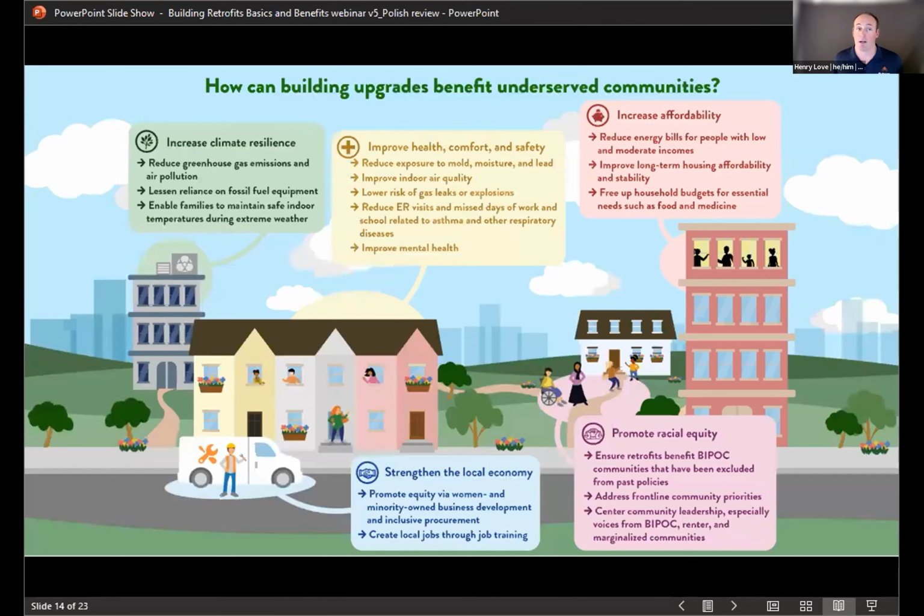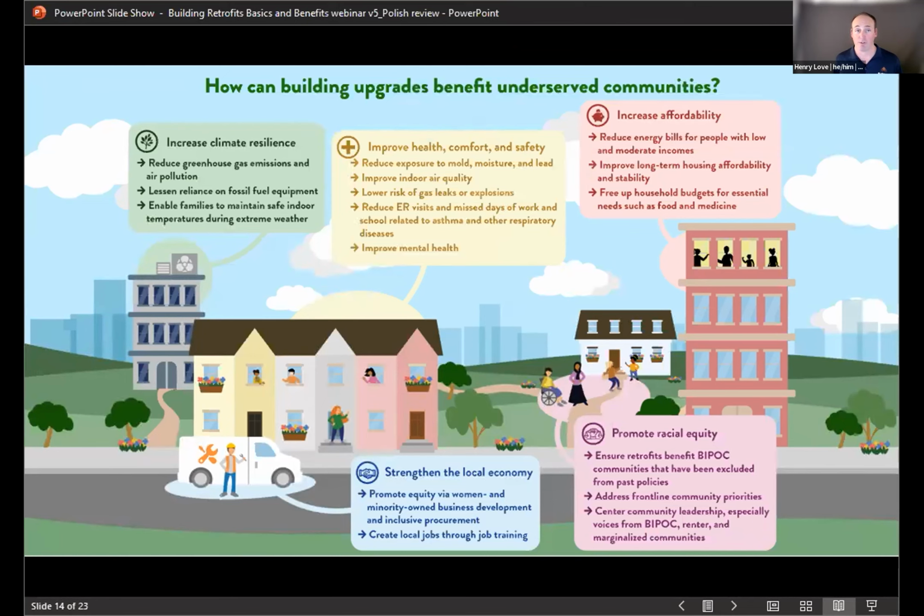So how can building upgrades benefit underserved communities? They can increase climate resilience and reduce greenhouse gas emissions and air pollution. They can lessen reliance on fossil fuel equipment in the home, and enable families to maintain safe indoor temperatures during extreme weather, which can help prevent them from getting sick. Improving health, comfort, and safety, reducing their exposure to mold, moisture, and lead, improving indoor air quality, lowering the risk of gas leaks or explosions, reducing ER visits and missed days of work and school related to asthma and other respiratory diseases, and improving mental health.